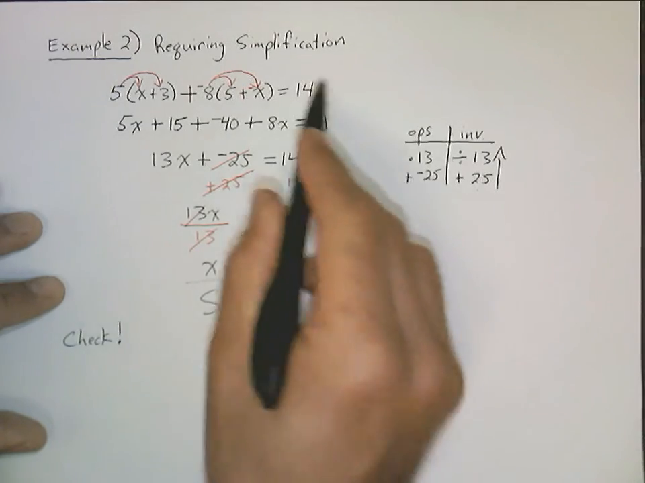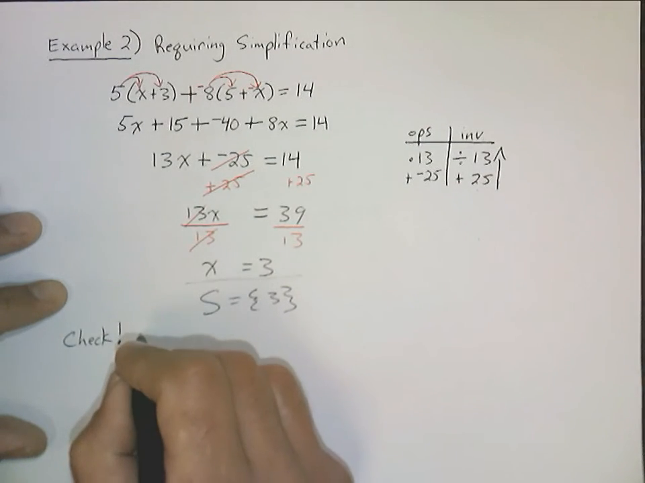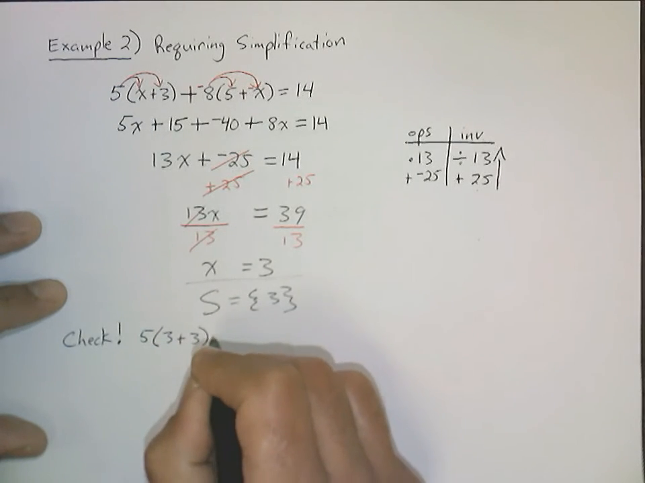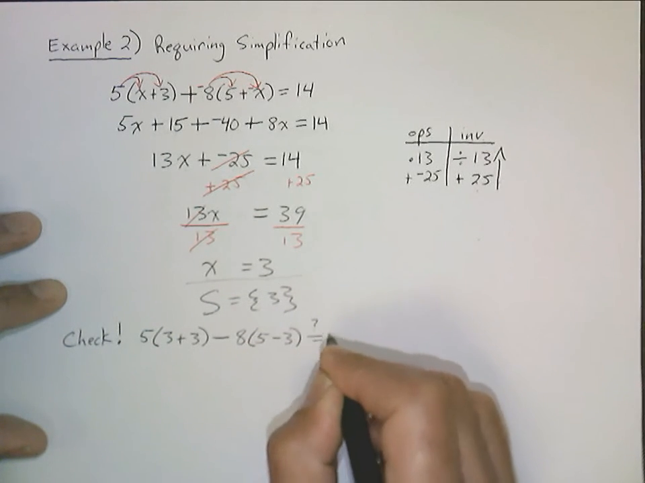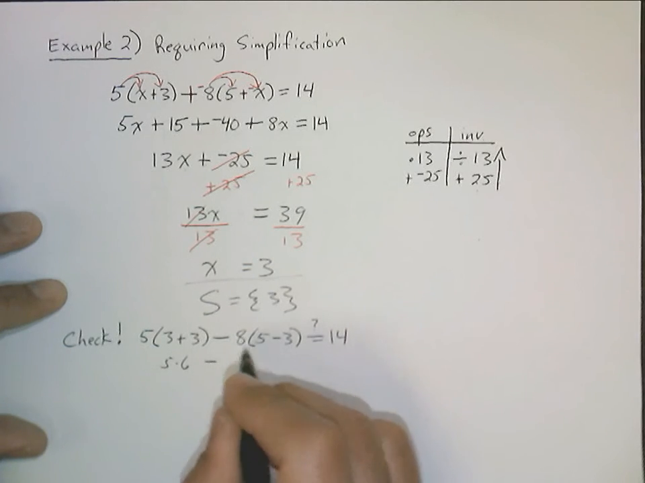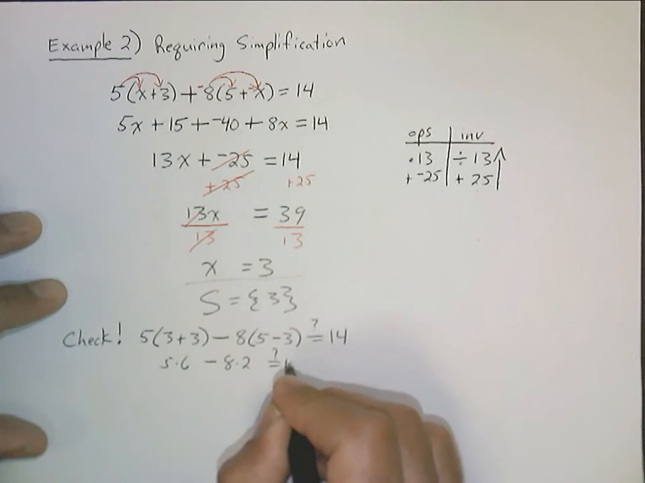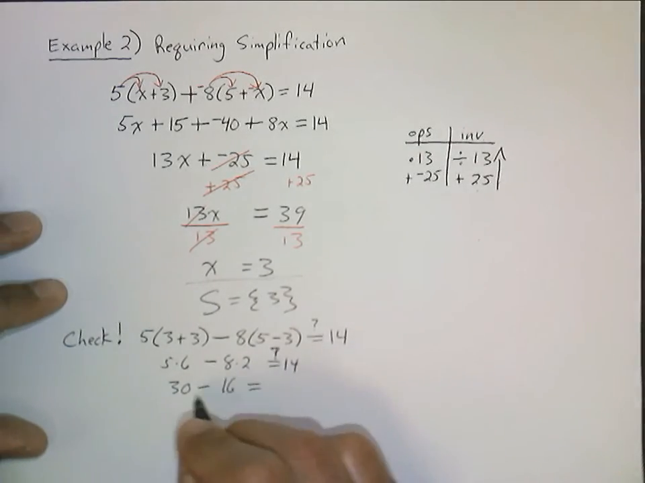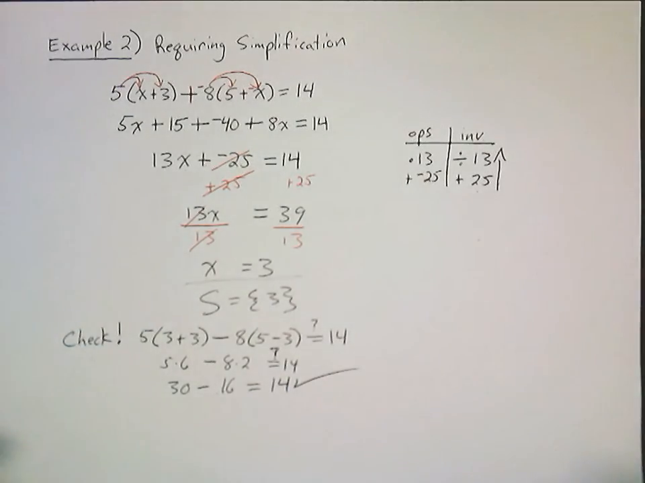So we ask ourselves, do we get a true statement out of the original equation when we plug in 3 for x? Is 5 times the quantity of 3 plus 3 minus 8 times the quantity of 5 minus 3 actually equal to 14? Let's see here, 3 plus 3 is 6, so that's 5 times 6, minus, 5 minus 3 is 2, 8 times 2. Does that equal 14? Well, 5 times 6 is 30, 8 times 2 is 16, and 30 minus 16 is absolutely 14, so yes, we did it right. Fabulous.